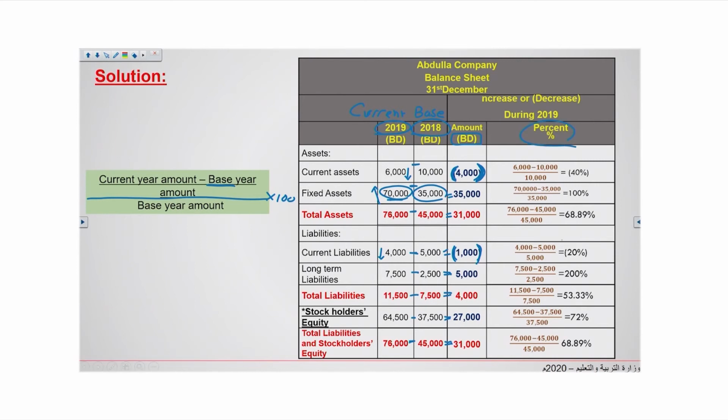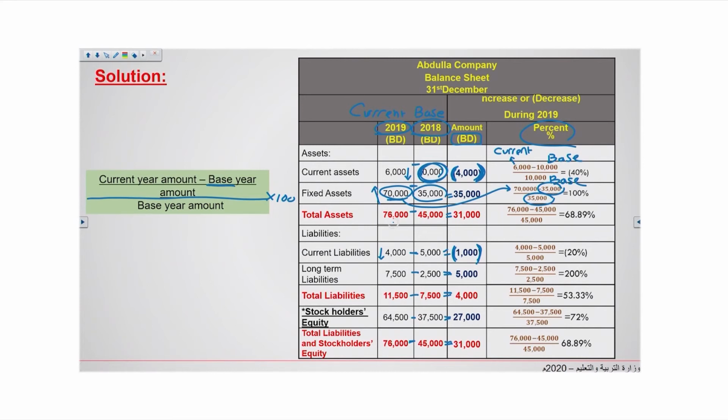We will apply the formula. We have the current year amount. This is the current year minus base over base year. Okay, so this is the base year, 10,000. The same we apply for the whole numbers. 70,000 minus 35,000, the current year minus the base year over the base year, multiply by 100, it will equal 100%.